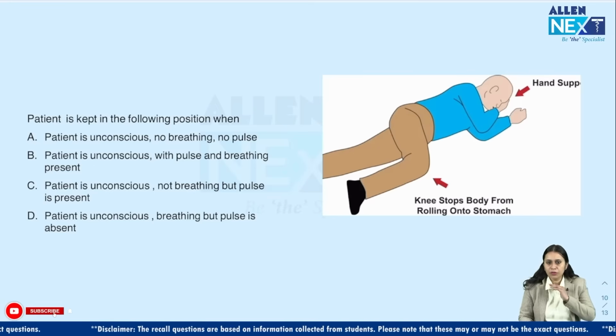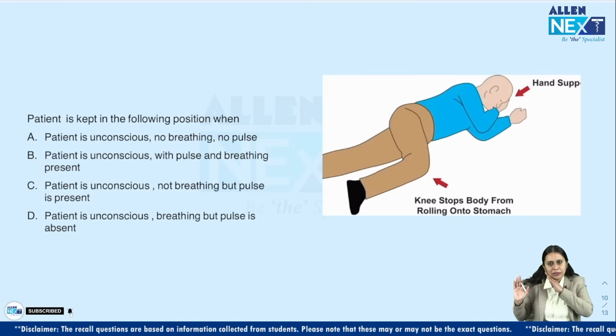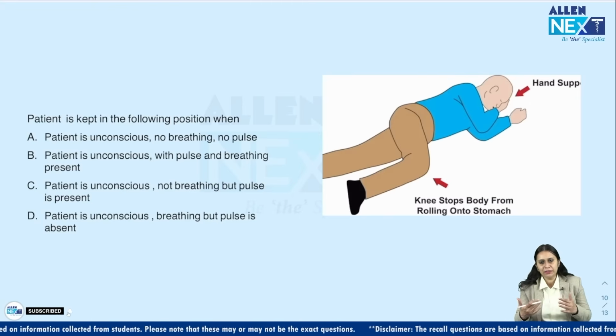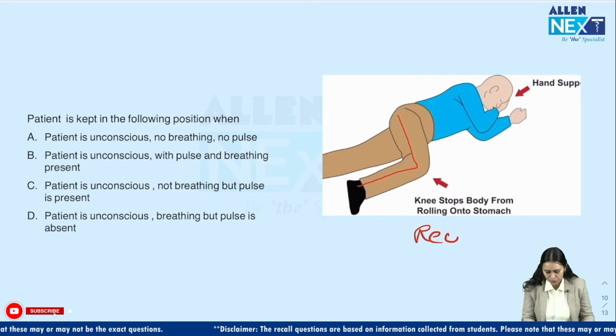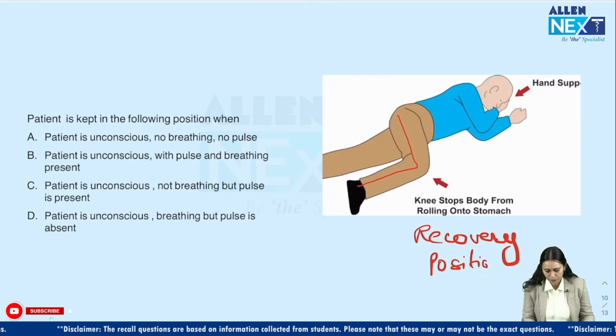One hand supports the face, the other hand is on the ground supporting the whole body, and the patient is made in the lateral position. There is knee flexion of the upper limb, and the lower limb is kept straight. This would prevent rolling of the patient in the prone position. This is called the recovery position, okay?